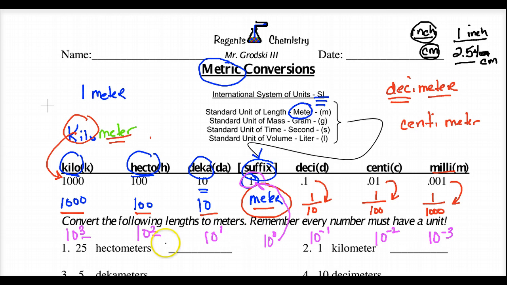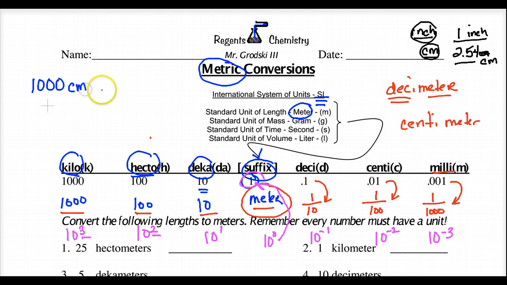If you notice, they're changing by tens. So if I go from one to the other, I'm just basically moving a decimal place, changing how many zeros or how many decimals away. So for instance, it's very simple to convert. Let's think about this for a second. If I have 1,000 centimeters, how many meters is that? Notice they're both units of length. How many meters is that?